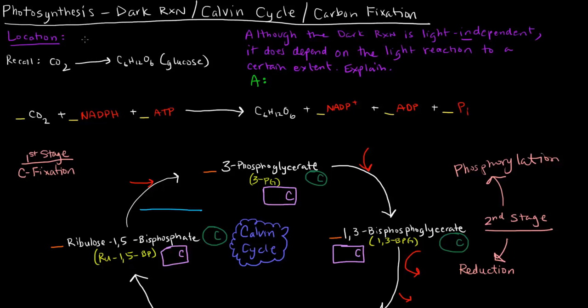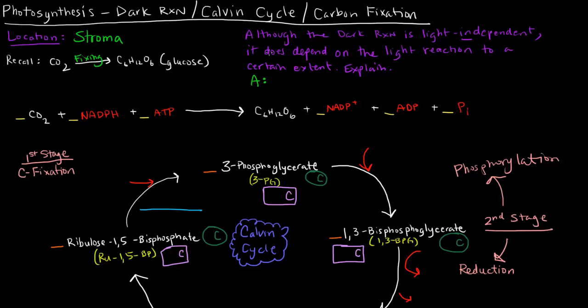In this video, I want to talk about the dark reactions of photosynthesis, which is basically the Calvin cycle, which is involved in carbon fixation. So where does this part of photosynthesis actually occur? This occurs, if you recall, in the stroma of the chloroplasts. So what we're doing is we're taking carbon dioxide and fixing it, right? We're fixing it into making glucose, essentially.